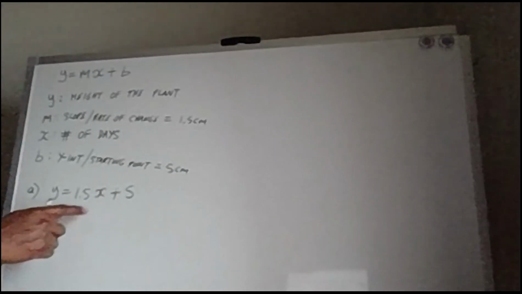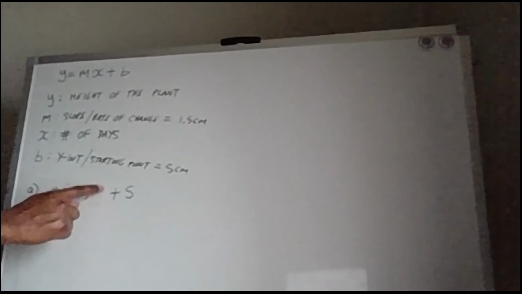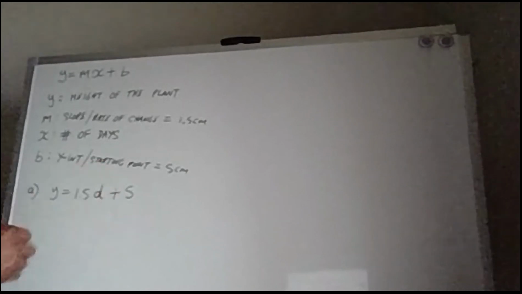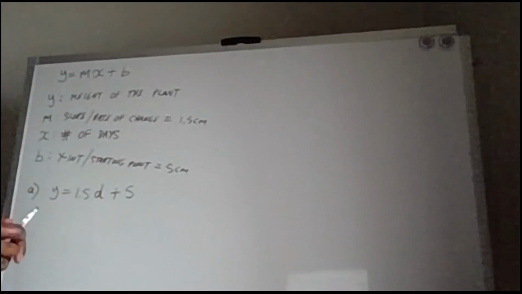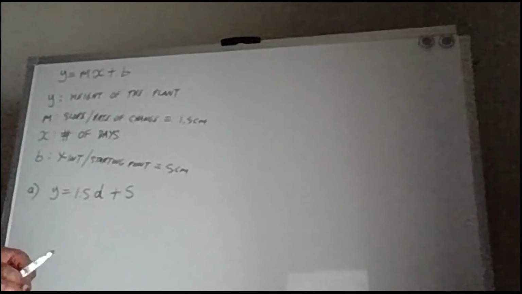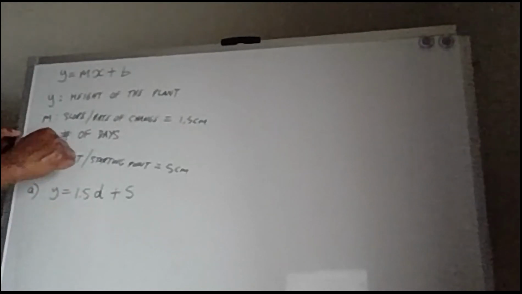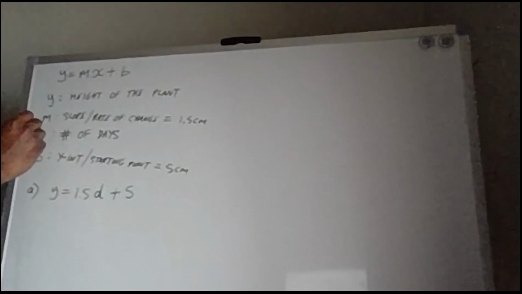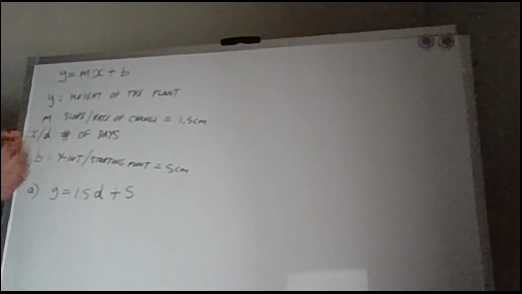Now notice that in part A it says the height of the plant after d days. Here I have x days. So we want to change that to d days, just because they want it that way. X is correct, given that this is the equation, but they want us to write it in d days instead of x days. So we can say that in this case x is also d.